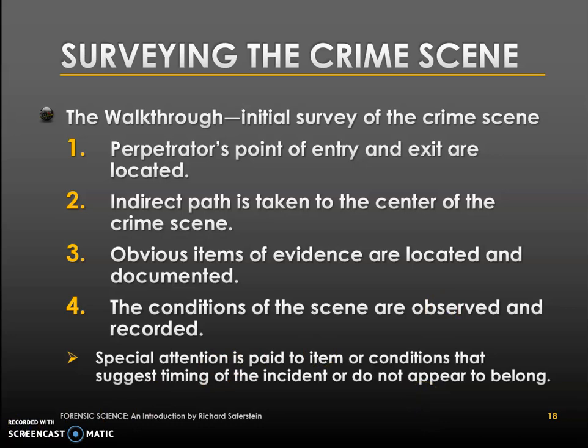Surveying the crime scene. The walkthrough initial survey of the crime scene is: 1. The perpetrator's point of entry and exit are located. 2. An indirect path is taken to the center of the crime scene. 3. Obvious items of evidence are located and documented. 4. The conditions of the scene are observed and recorded. Special attention is paid to items and conditions that suggest timing of the incident and do not appear to belong.